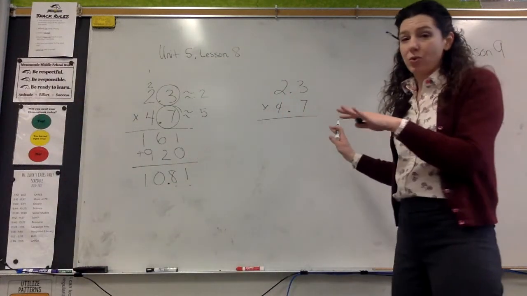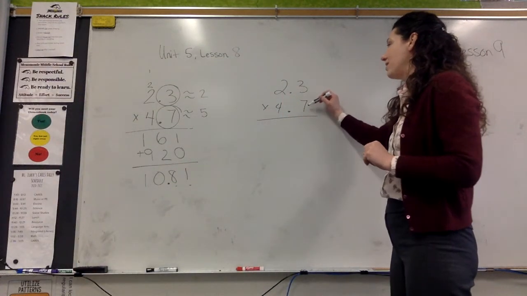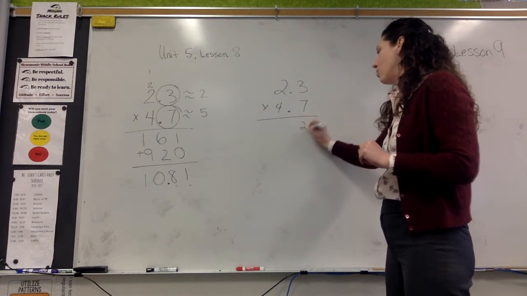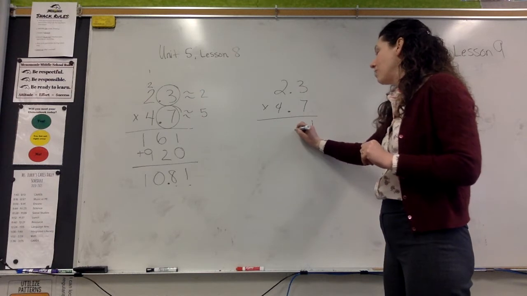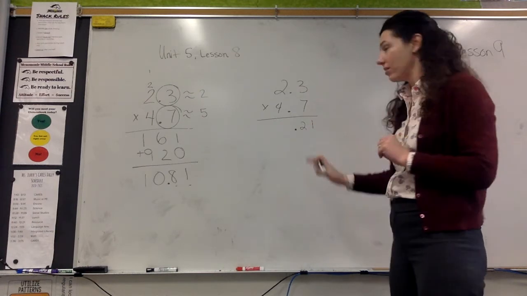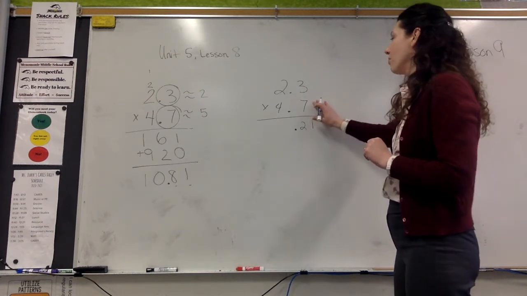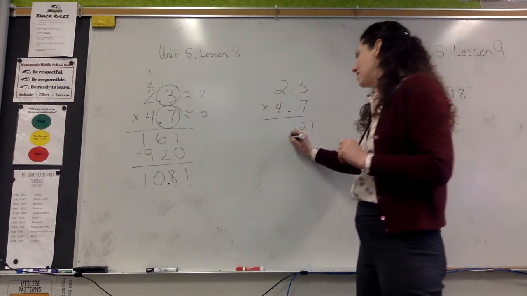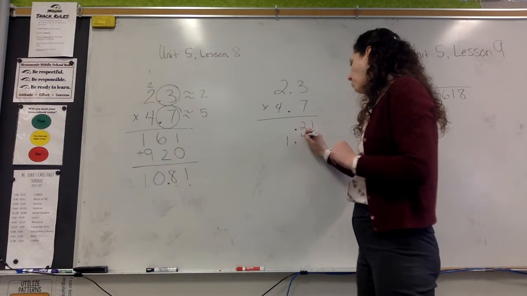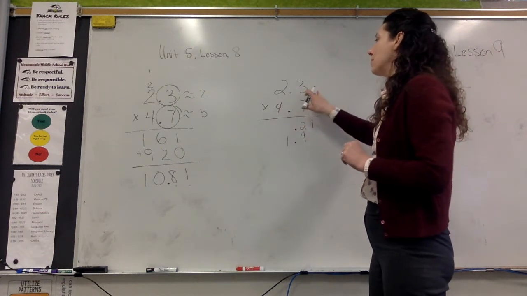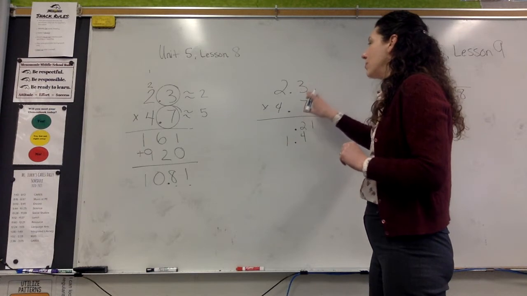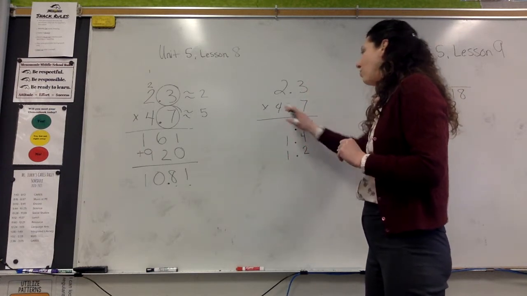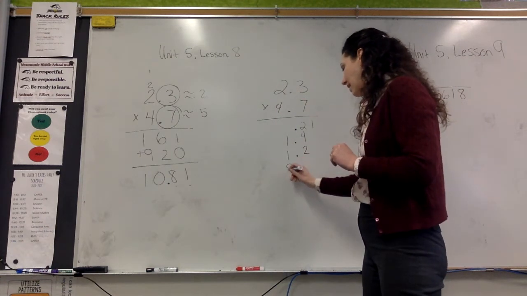The other method is going to look like this, okay? I have 7 tenths times 3 tenths. So 7 times 3 is 21. 7 tenths times 3 tenths is 21 hundredths. So I'm writing that 21 hundredths here, okay? 7 tenths times 2 is 14 tenths. 4 times 3 tenths is 12 tenths. And 4 times 2 is 8.